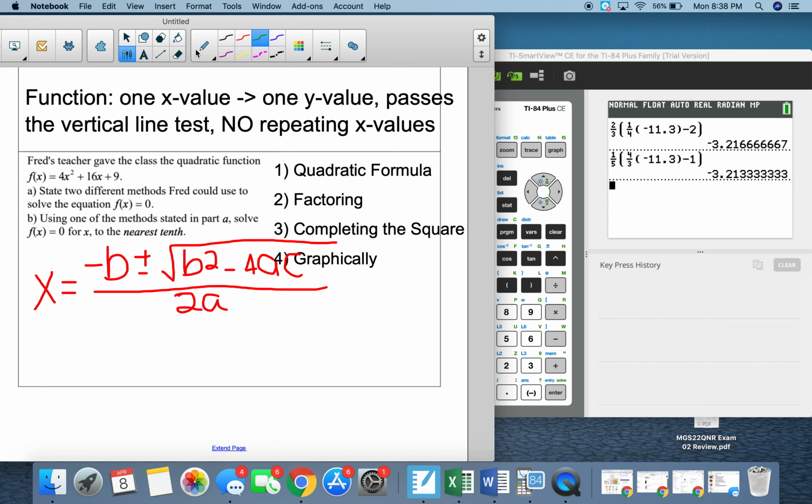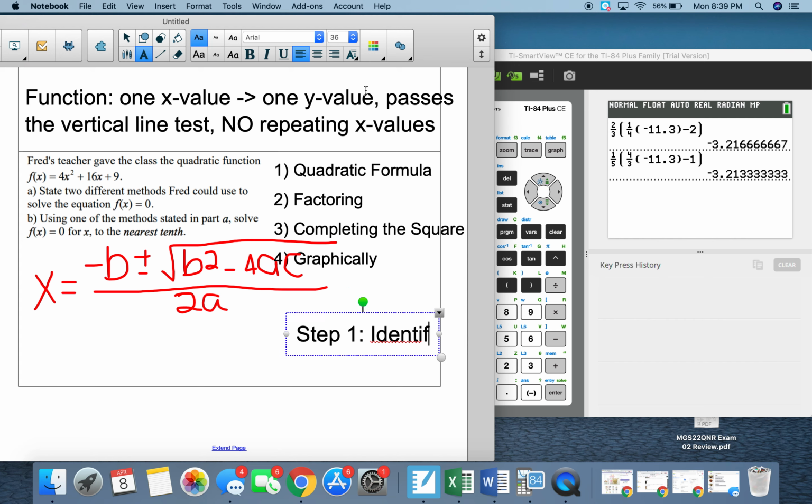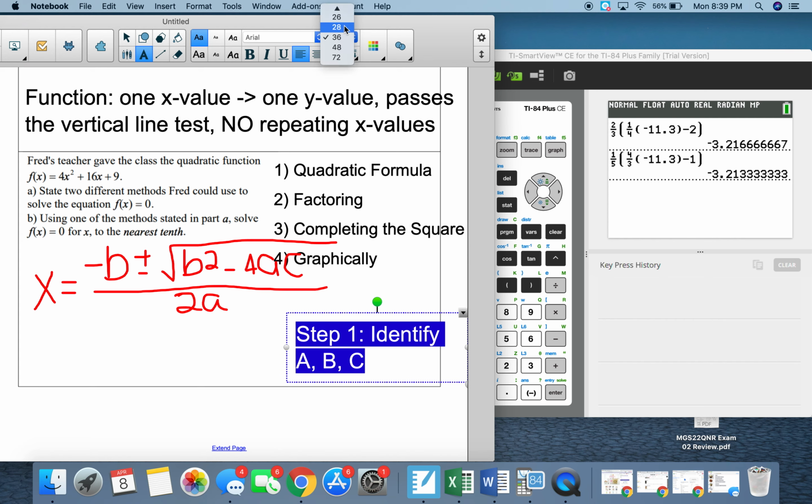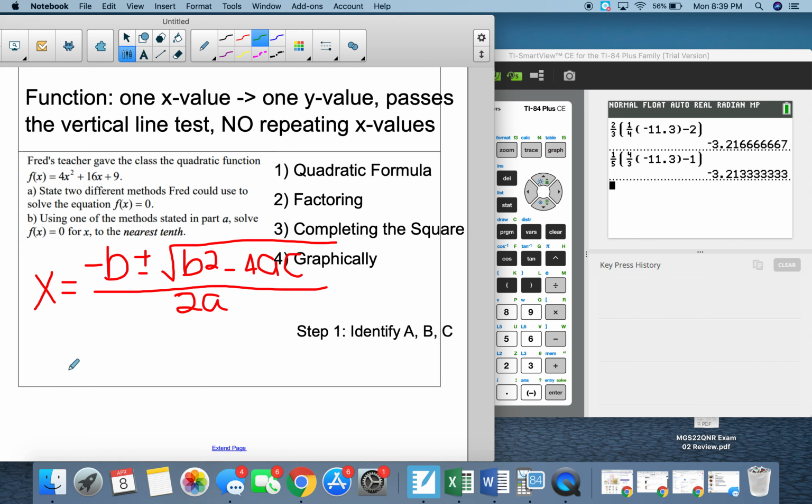Okay, and our next step after we do this is to always identify our a, b, and c. So step 1, we can even write it down, identify a, b, c values. Okay, so our a value is going to be 4. It's always the coefficient of the x squared. Our b value is going to be 16, and our c value is going to be 9.